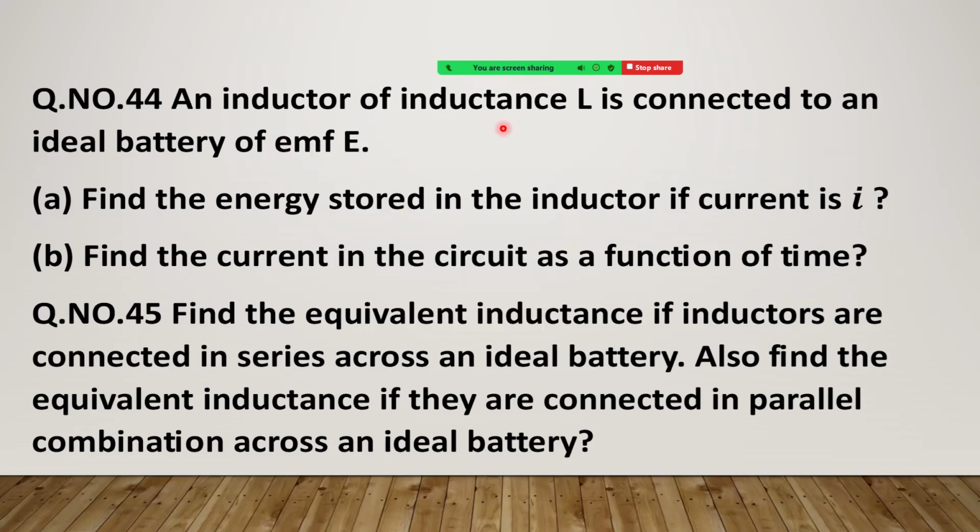An inductor of inductance L is connected to an ideal battery of EMF E. Find the energy stored in the inductor if current is I. Find the current in the circuit as a function of time.